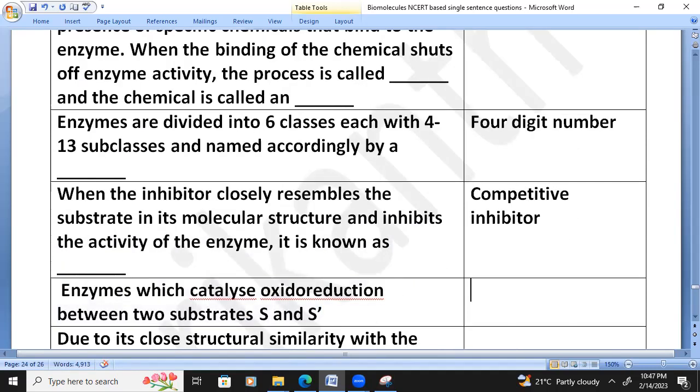Enzymes which catalyze oxidoreduction between two substrates S and S1 are oxidoreductases or dehydrogenases.